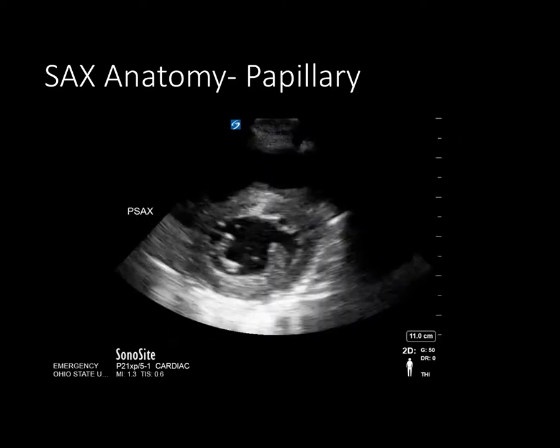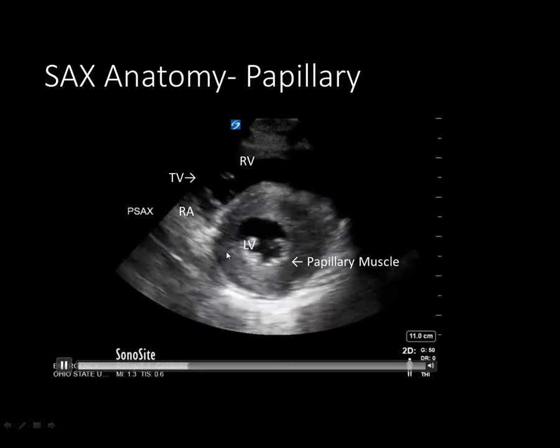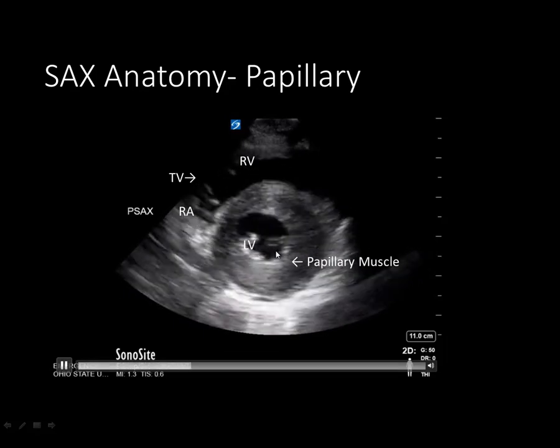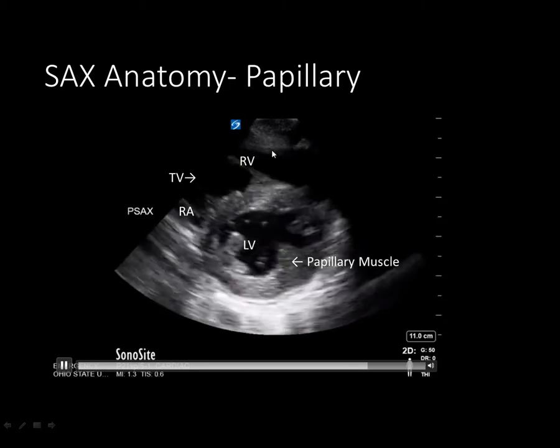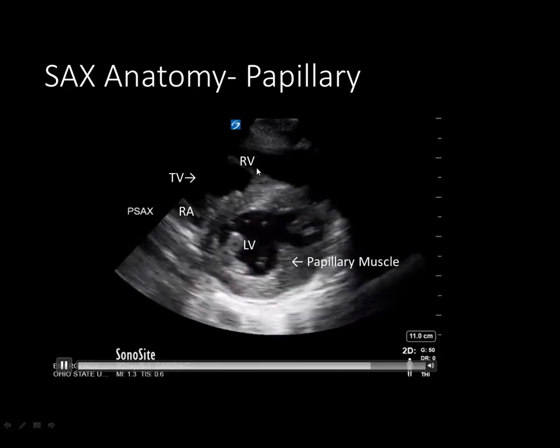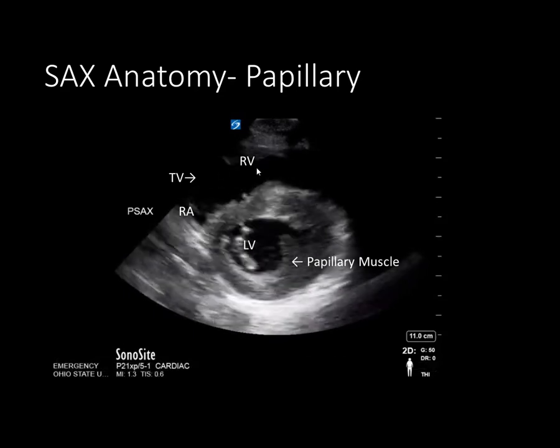Fanning down further, we will come across the papillary muscles. The left ventricle is still a nice circle. The papillary muscles look like little nubbins in the middle of the left ventricle, and the crescentric right ventricle thinning in the near field as we get closer to the apex.